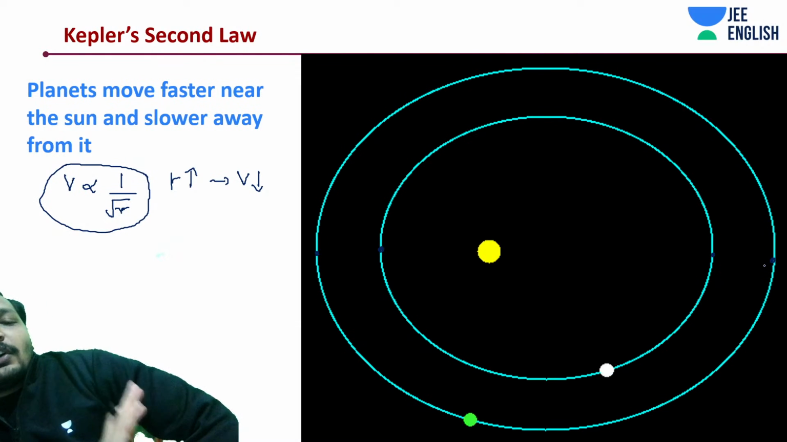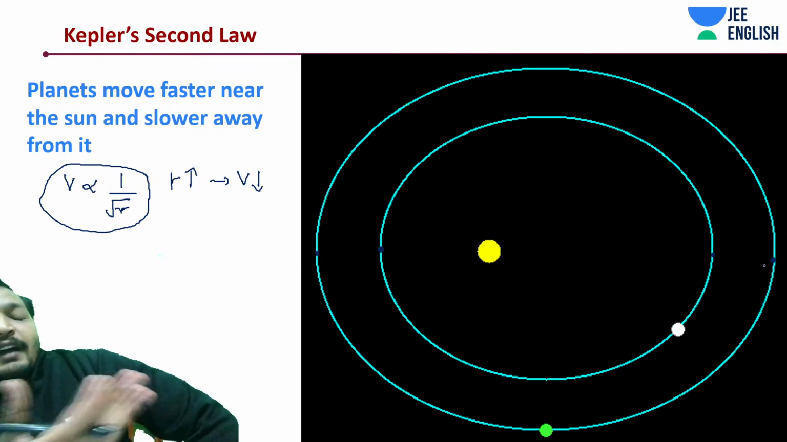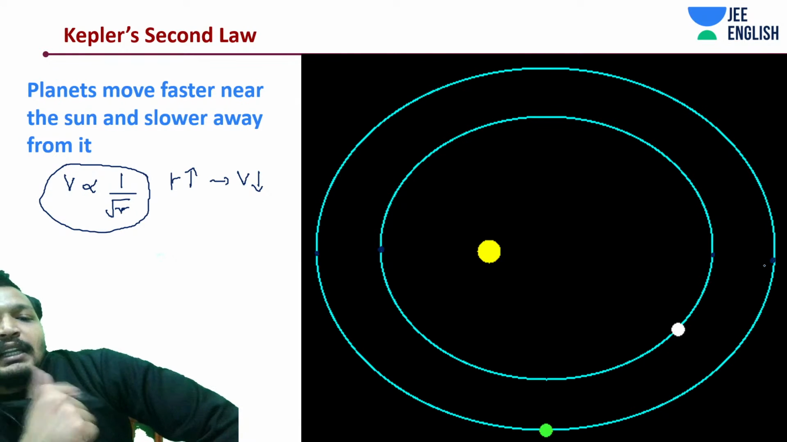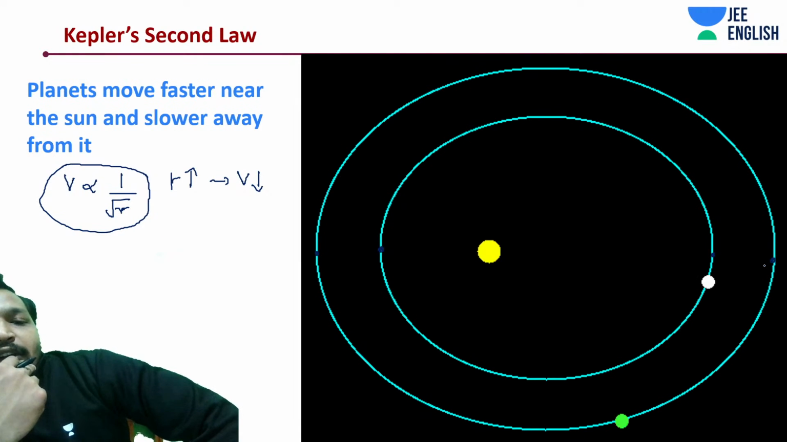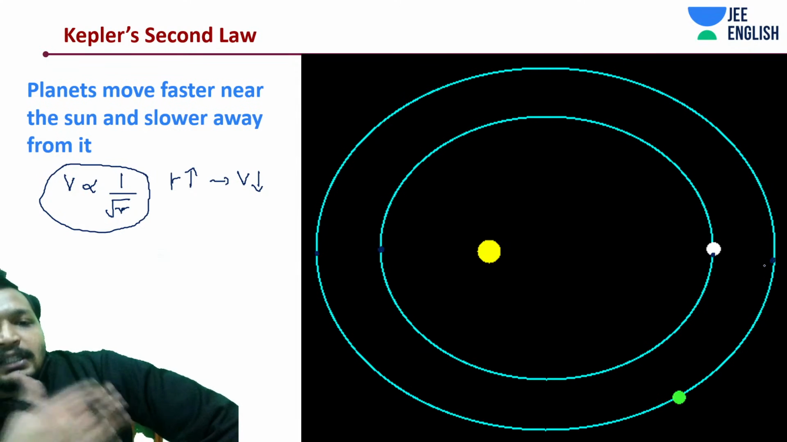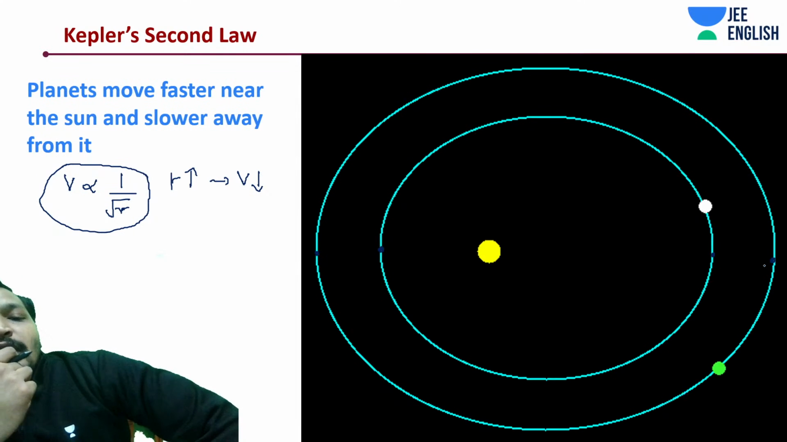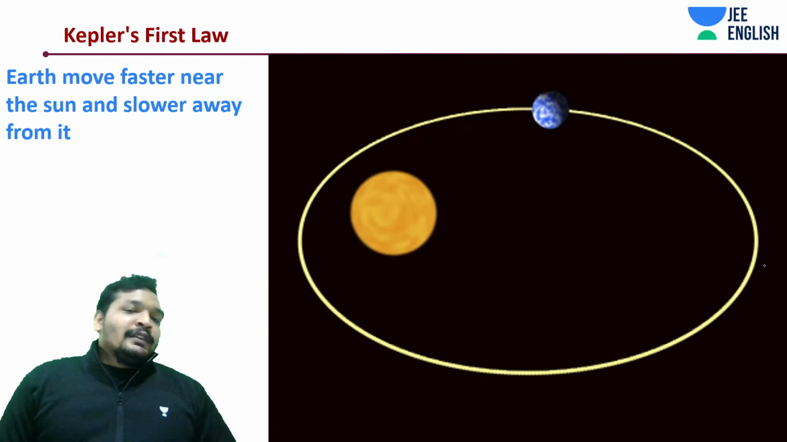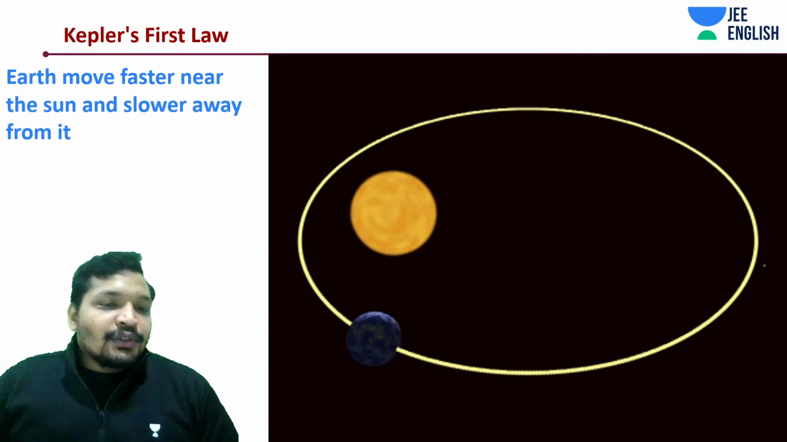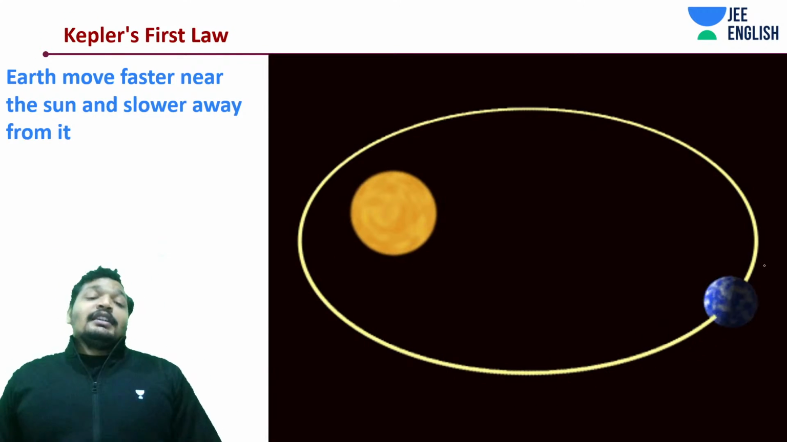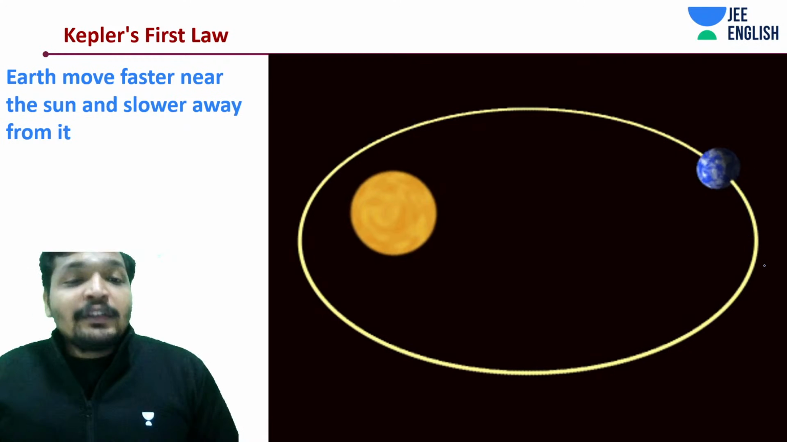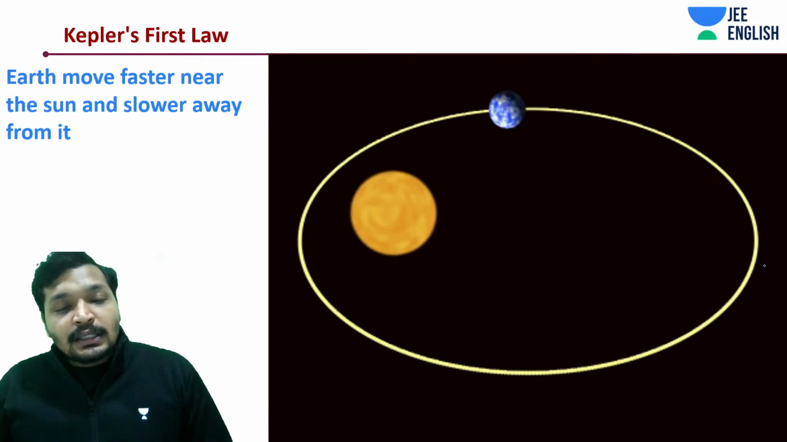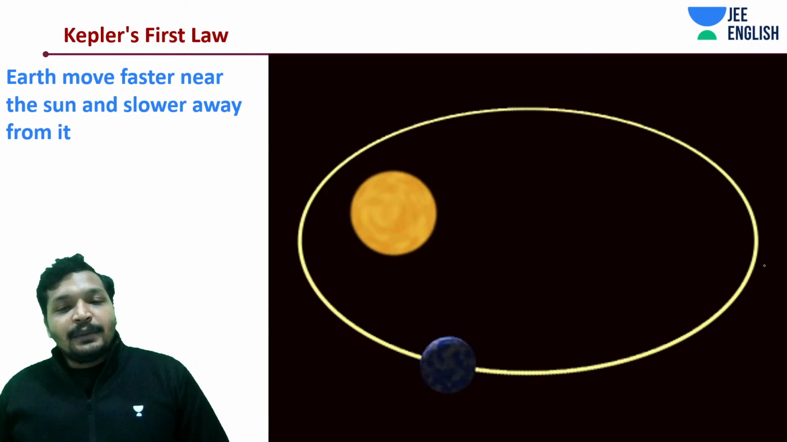The first law is the basic thing that said it's an ellipse. After that, he said that if it's an ellipse, the nearest point should be where your planet is moving the fastest, and then it should be moving slower as it moves away from that nearest point. The same goes for Earth as well, because Earth is nothing but a planet that is rotating around its own axis and revolving around the Sun. So Earth moves faster near the Sun and slower away from it.